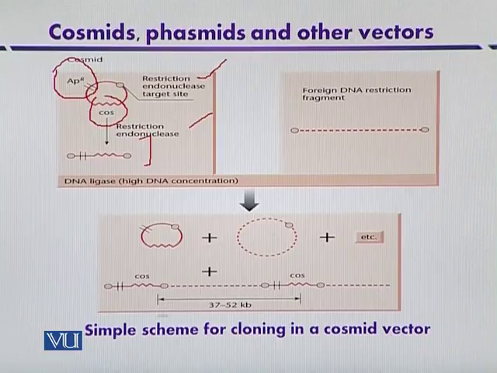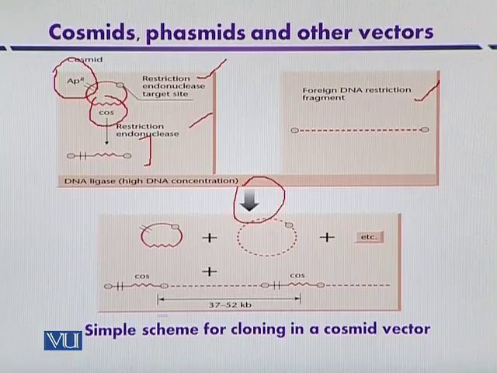On the other hand, the foreign DNA can also be digested with an appropriate restriction enzyme, and then they are mixed together in the presence of DNA ligase, so that in the presence of high DNA concentration they can join together. So they are mixed here, so that between the cos sites of the cosmid, comparatively larger fragments of DNA, that may be up to 37 to 52 kilobases, can be inserted into the cosmid vector.